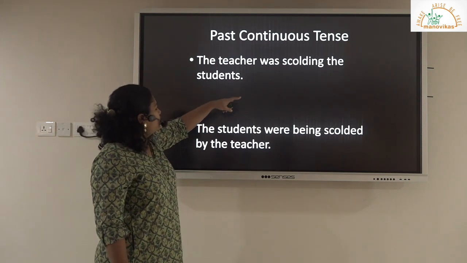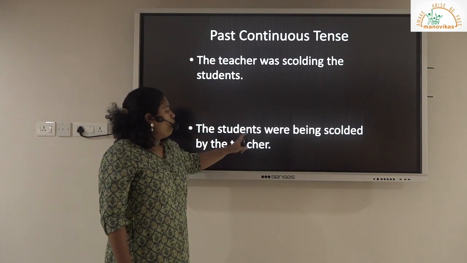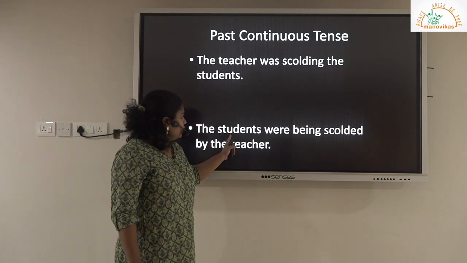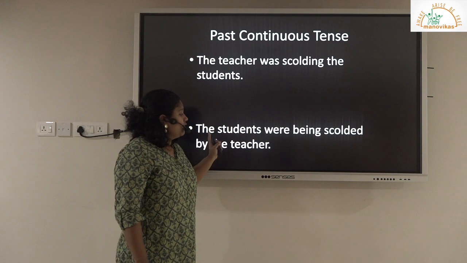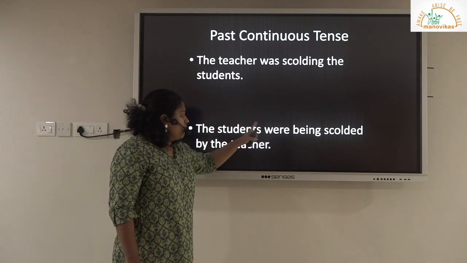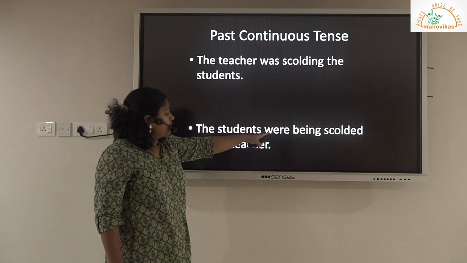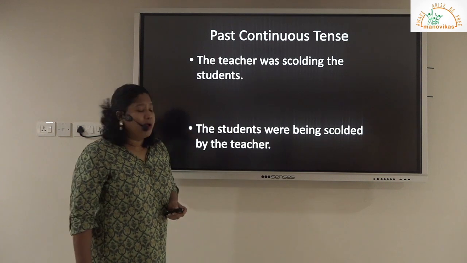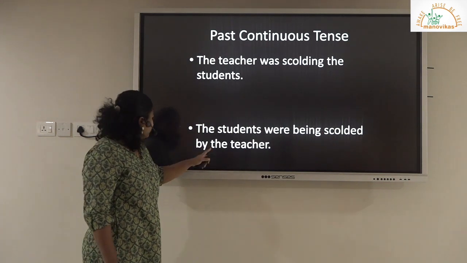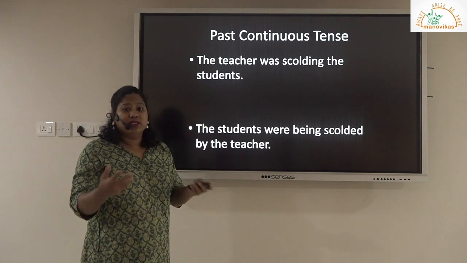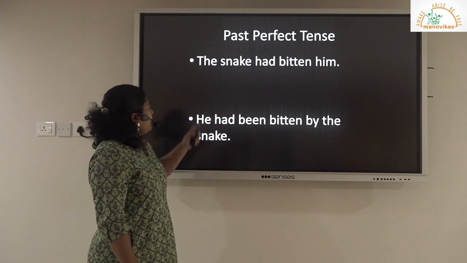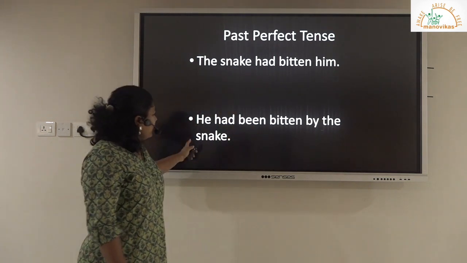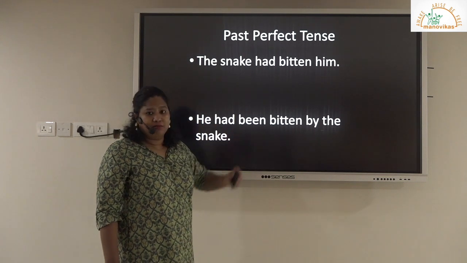Okay, so the teacher was scolding the students. The students were being. You must remember that the subject and the verb must agree. So I cannot say the students was being. The students were being because there are many students. Were, we keep it in the past tense. Being is the form of to be. And scolded is my past participle. By has to be used and the teacher is my subject who has become passive. Now, let's look over here is the past perfect tense. The snake had bitten him. He had been bitten by the snake.